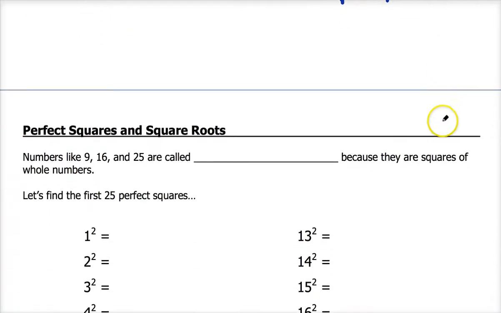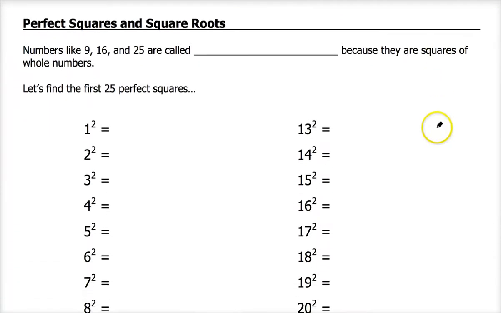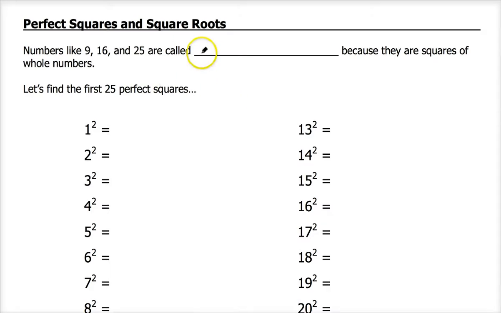Okay, moving on to the back side. Now we're going to look at what are square roots and also what are called perfect squares. So when you see numbers like 9, 16, and 25, we call those kinds of numbers perfect squares. We call them perfect squares because those types of numbers are actually squares of whole numbers. So for instance, 3 squared gives you 9. 4 squared gives you 16. 5 squared gives you 25. Those types of numbers are called perfect squares.